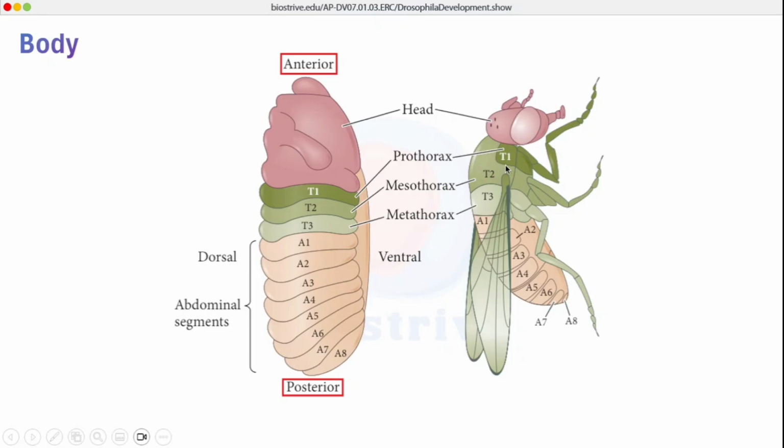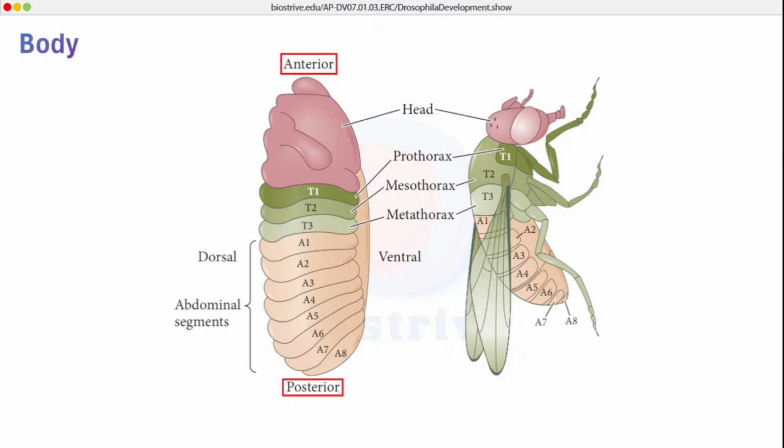The first one is T1, which is called prothorax. Prothorax has one pair of legs. T2 is mesothorax, which has one pair of legs as well as one pair of wings. And the third one, T3, is metathorax, and metathorax has one pair of legs as well as one pair of halteres. Halteres are modified wing structures which act as balancing organs.